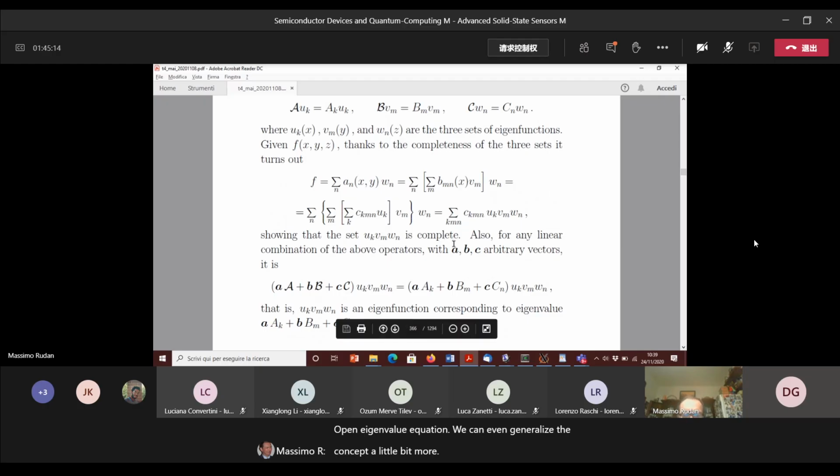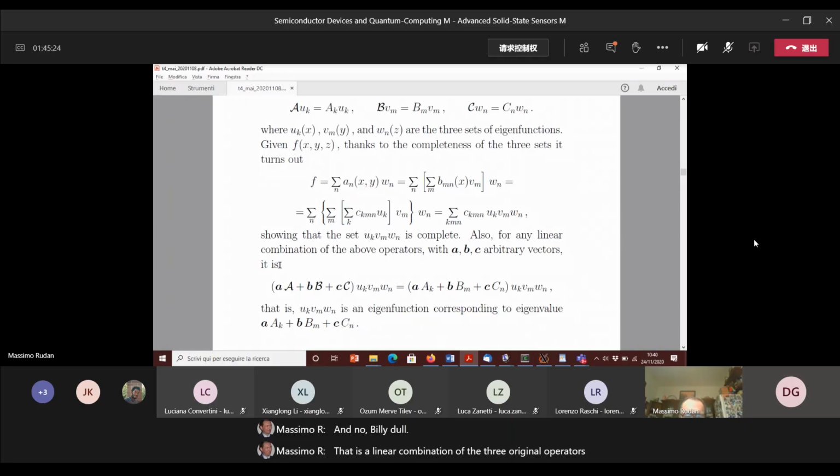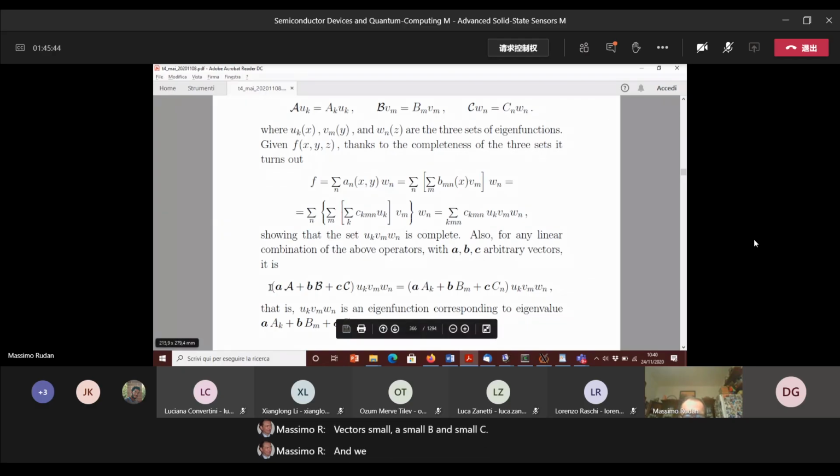And consider an operator that is a linear combination of the three original operators, A, B, and C, in which the coefficients are constant vectors, a, b, and c. Okay, so we take any constant vectors, small a, small b, and small c, and we construct a linear combination of the original operators using these vectors.